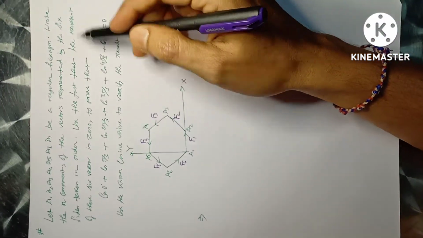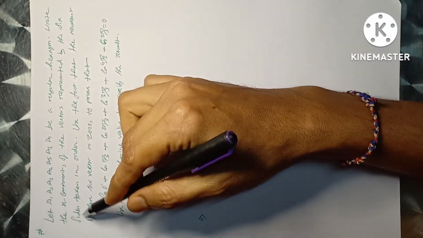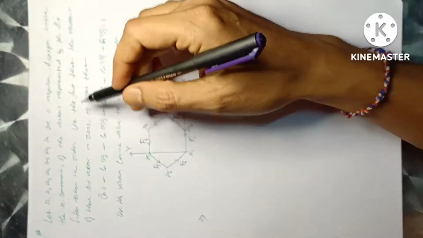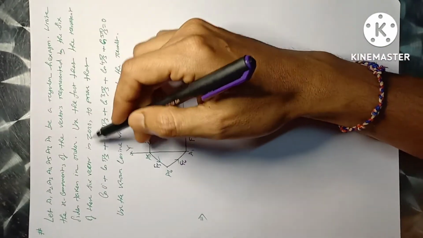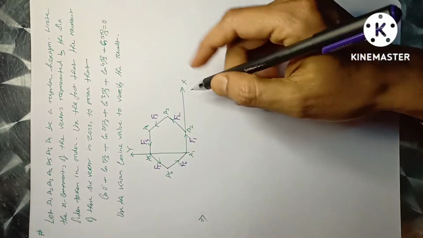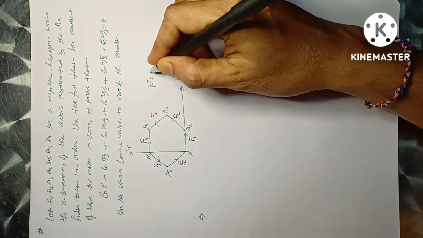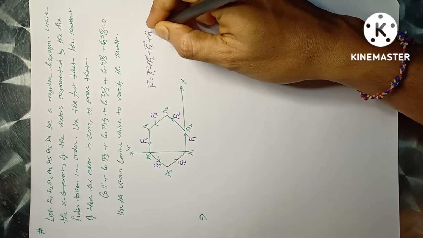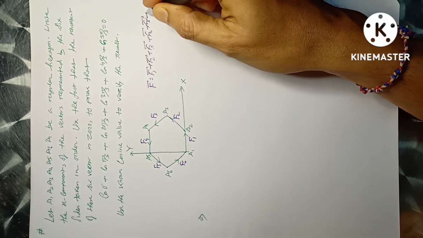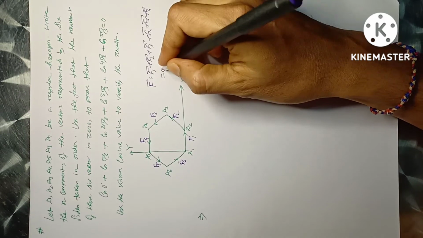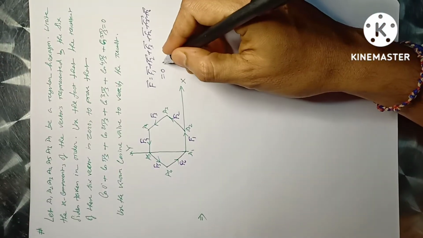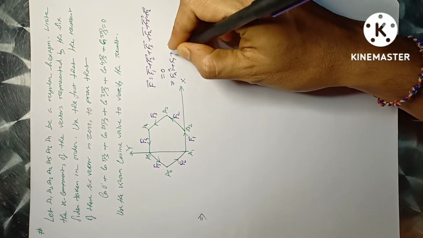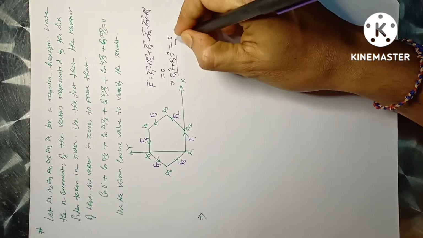Use the fact that the resultant of these 6 vectors taken in order is 0. That means the resultant vector f equals f1 vector plus f2 vector plus f3 vector plus f4 vector plus f5 vector plus f6 vector, which is 0. The f vector can also be represented by fx i cap plus fy j cap equal to 0. This is the resultant vector equal to 0.